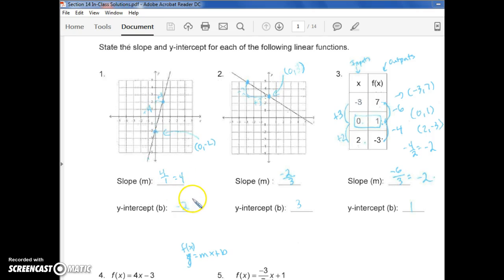The y-intercept is the value where the line will cross the y-axis. Again, this is the y-axis, and right there we have our point at -2. So that is our y-intercept.